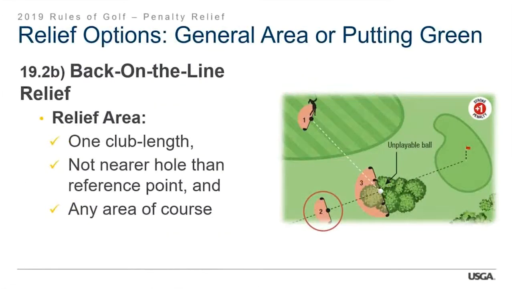It can't be nearer the hole than the original ball, but can be as far back as you want. The relief area is 1 club length. It can't be nearer the hole than the reference point now that we've selected. Okay? And it can be any area of the golf course. So we can drop this ball in a bunker, in a penalty area, in the fairway, in the rough, whatever it becomes, we can drop it in any area of the golf course.